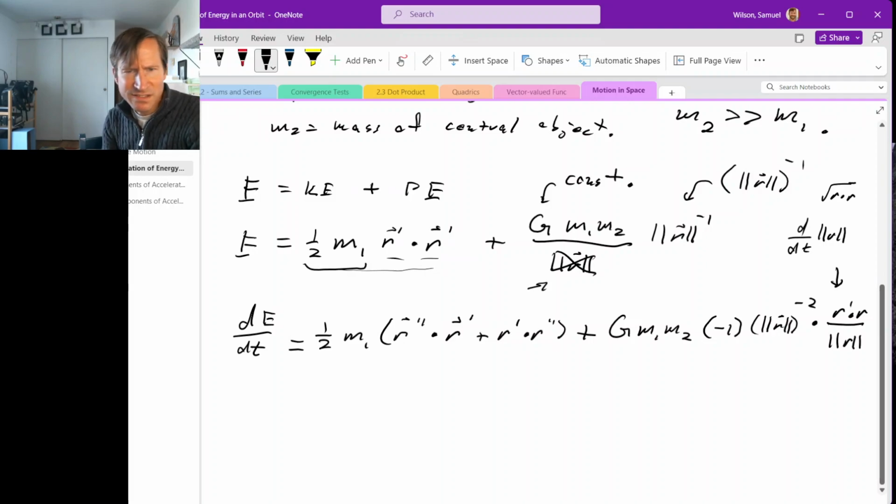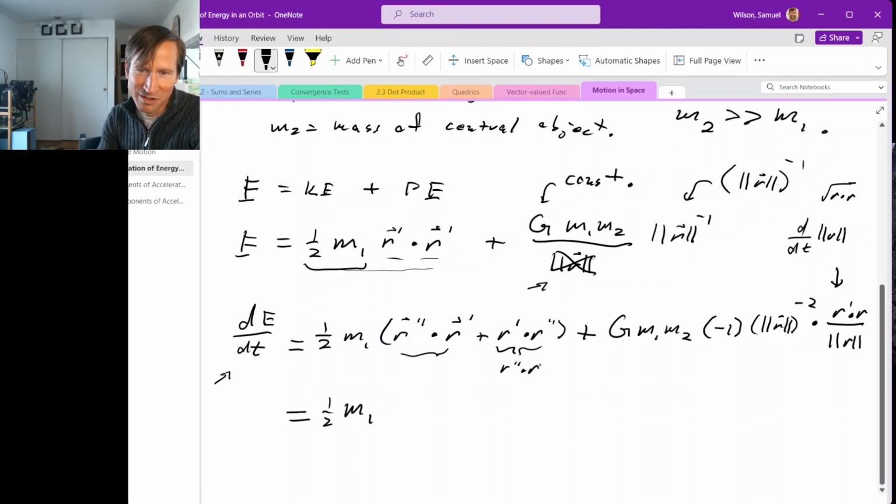Okay, so this is the rate of change of the total energy. So let's simplify this quantity. So we have 1/2 m1 times, well, look, these two things are the same. Because the dot product is commutative, the second one is r double prime dot r prime. So the stuff in parentheses here is the same thing added to itself. So that's twice the original thing. So 2 times r double prime dot r prime.